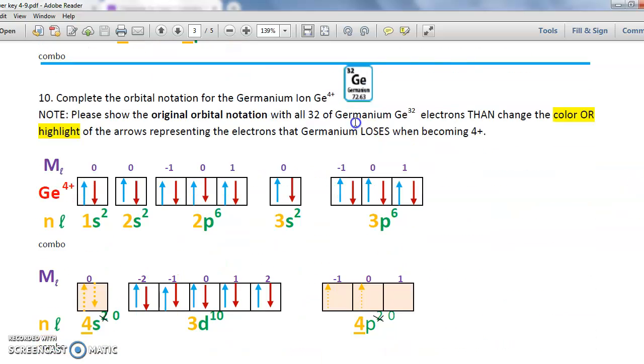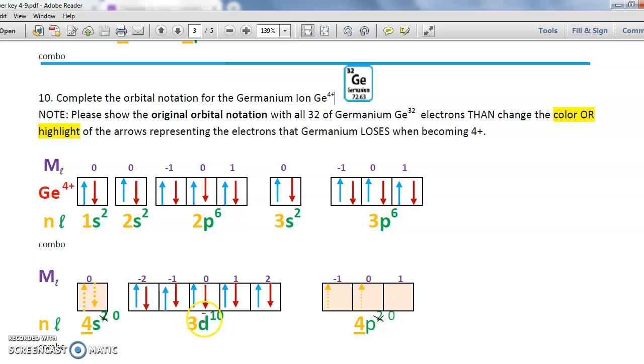Now we're going to take a look at germanium. They want us to do the germanium ion, which is 4 plus. So here we go. How many electrons does germanium start with? If we look on the periodic table, we'll see that germanium starts with 32. 2 go in the 1s, 2 in the 2s, 6 in the 2p, 2 in the 3s, 6 in the 3p. Do we finish filling off the third level?